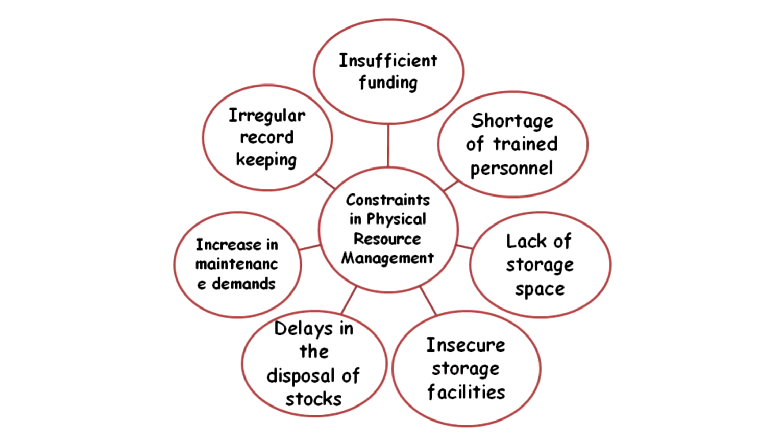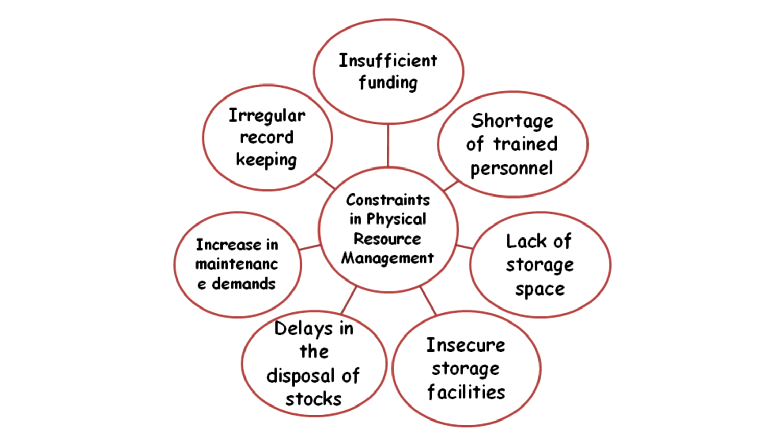And coming to the constraints in physical resource management, we can see the main points such as insufficient funding, shortage of financially trained personnel, lack of storage space, insecure storage facilities, delays in the disposal of stocks, increase in maintenance demands, irregular record keeping. So these are some of the constraints when we take into account the physical resources.